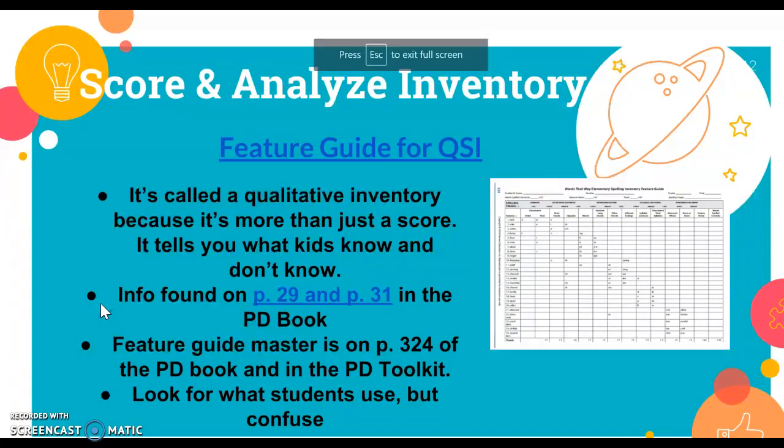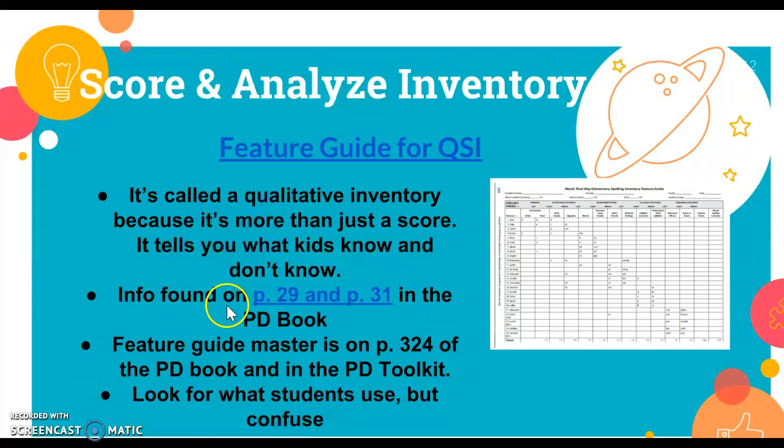Okay, so you've given the test, now scoring and analyzing the inventory. The tool that everybody will use to score and analyze the inventory is called the Feature Guide for QSI. Looks like this document here on the right-hand side of the page. It is more than just a score. That's why we're not going to grade it like a traditional spelling test. We want to know what are the spelling patterns that our kids are using but confusing, and what stage does that put them in. We're not looking for they got 22 out of 25 or they got 78%. That does not give us the information that we need.